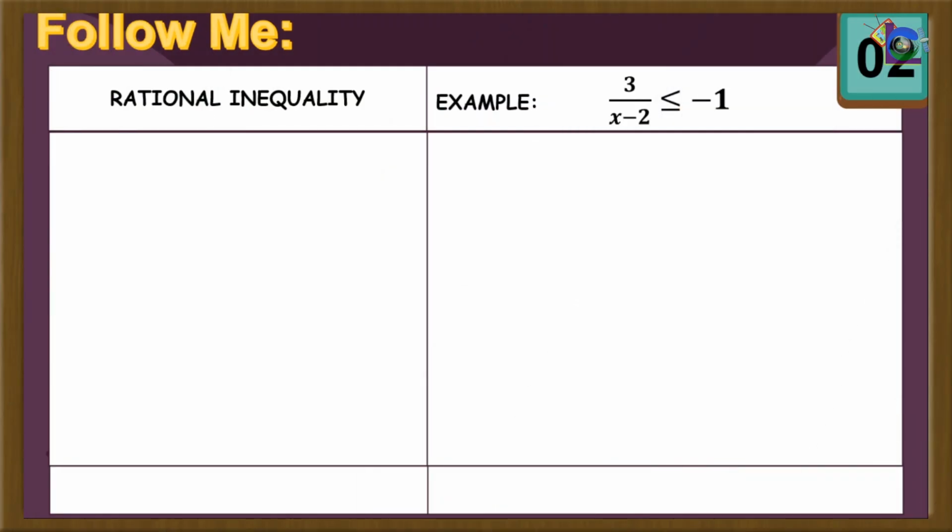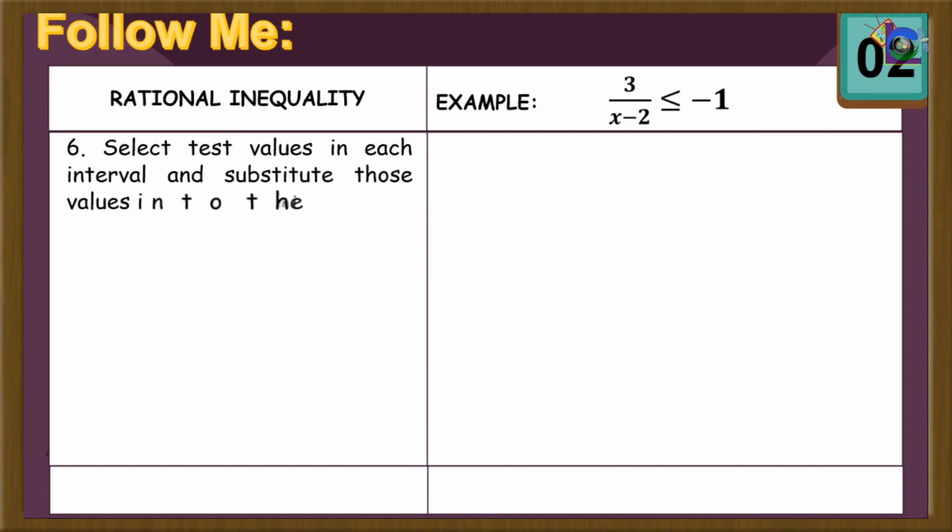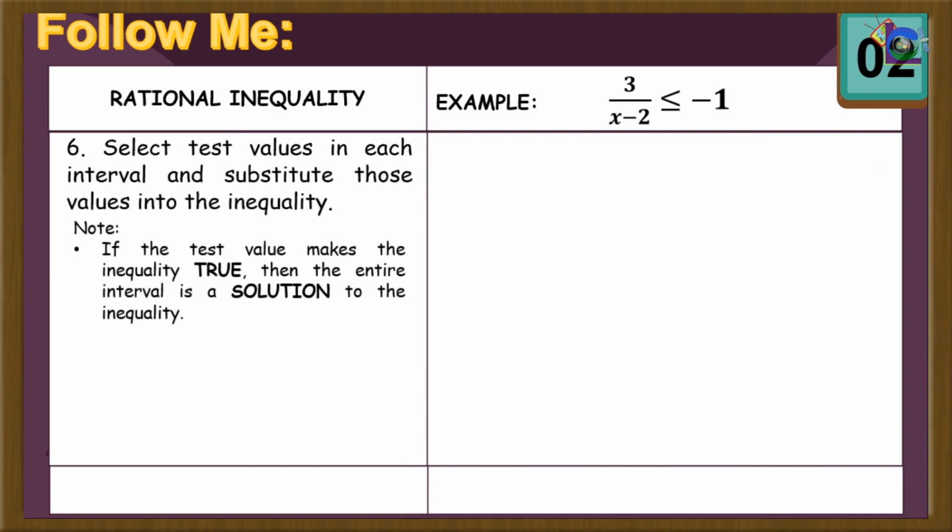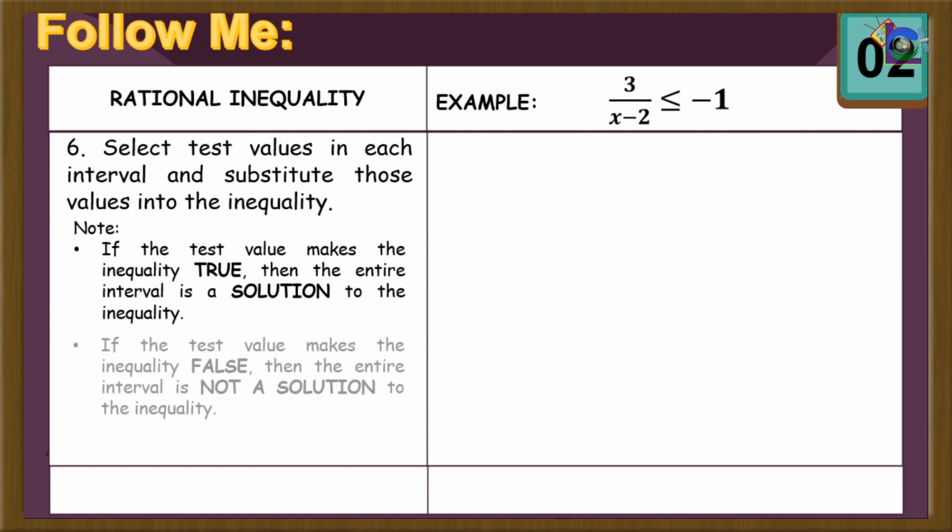6. Select test values in each interval and substitute those values into the inequality. Note, if the test value makes the inequality true, then the entire interval is a solution to the inequality. If the test value makes the inequality false, then the entire interval is not a solution to the inequality.